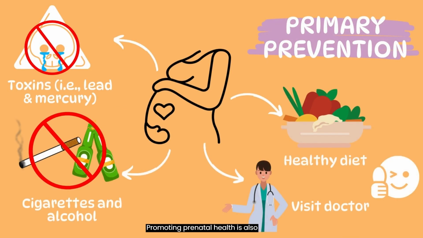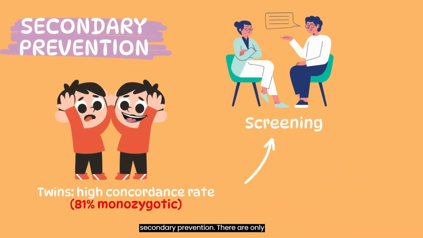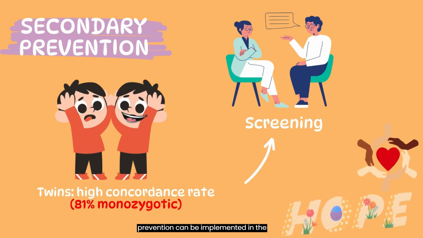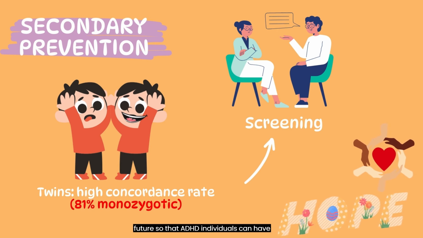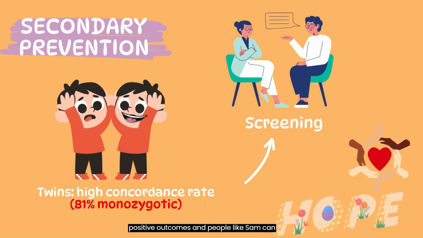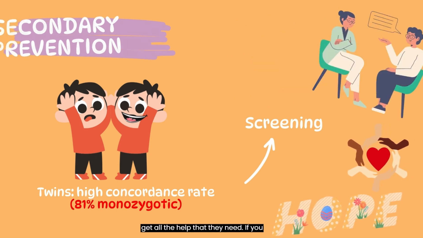Promoting prenatal health is also important due to its significance in preventing ADHD. While primary prevention exists, there is still a lack of secondary prevention. There are only preliminary research proposals for secondary screening prevention in the United States. We hope that secondary prevention can be implemented in the future so that ADHD individuals can have positive outcomes and people like Sam can get all the help that they need.